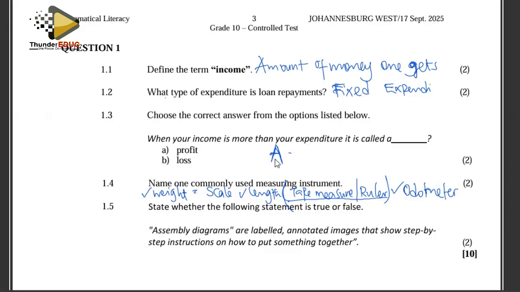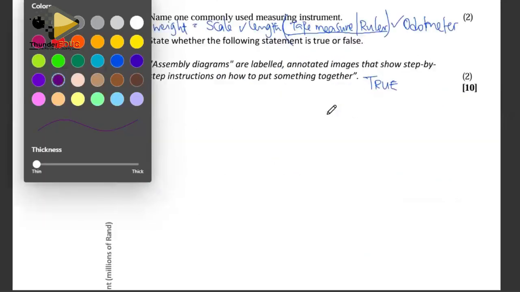State whether the following statement is true or false. Assembly diagrams are labeled and noted images that show step-by-step instructions. True. And this marks the end of question number 1. All right, let's look at question number 2.